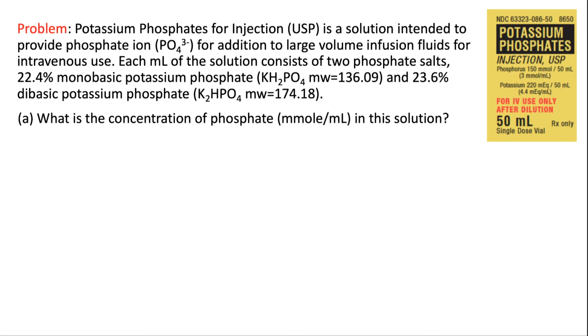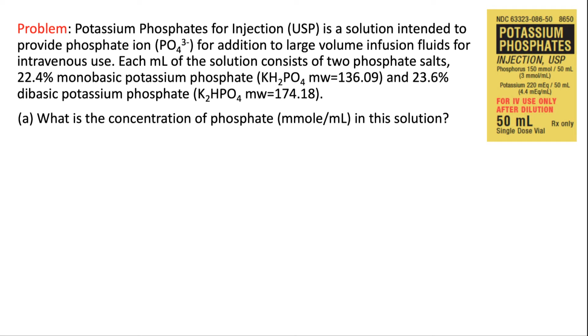It says, potassium phosphates for injection, USP, is a solution intended to provide phosphate ions, or PO4, for the addition to large volume infusion fluids for intravenous use. And so these could include TPNs. This is a common source of adding phosphate to TPNs, which are total parenteral nutritions, when we're doing IV nutrition for patients. Okay? So it's an additive primarily indicated for the replacement of phosphate. However, it's coupled with potassium, so they both are in the vial. Don't forget, there's both potassium and phosphate. Okay? This is where I think it gets tricky.